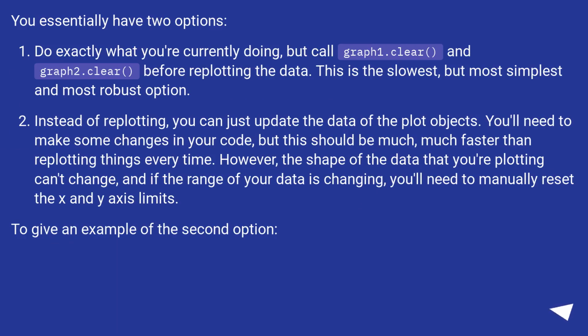You essentially have two options. Do exactly what you're currently doing, but call graph1.clear and graph2.clear before replotting the data. This is the slowest, but most simplest and most robust option.